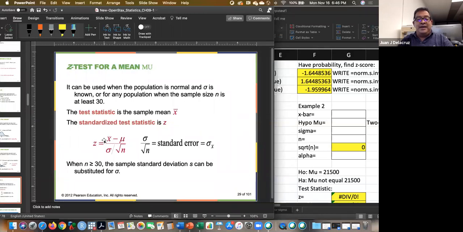So we have the sample mean minus the hypothesized mu, and we are going to divide it by the standard error, right? When the sample size is greater than or equal to 30, instead of using sigma, we can use the sample standard deviation S, okay? But we need to know that the population the sample is coming from is normally distributed. So if we don't have sigma, we can use S instead when we have a sample greater than 30.